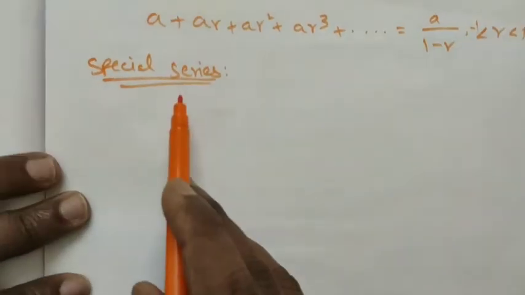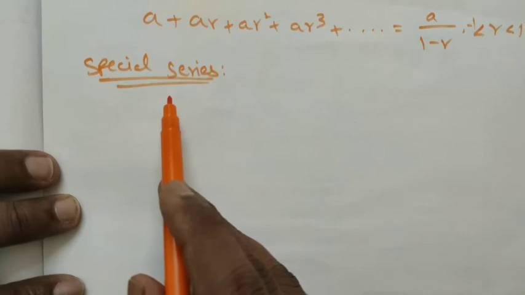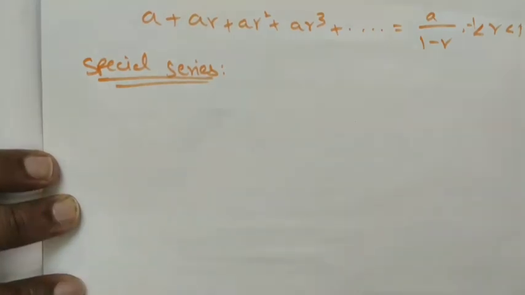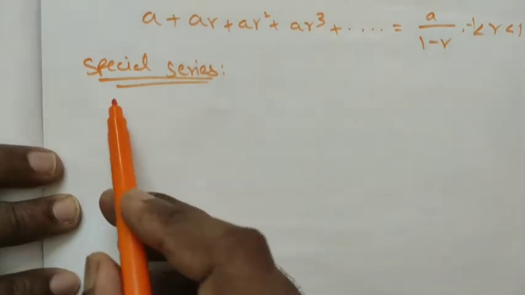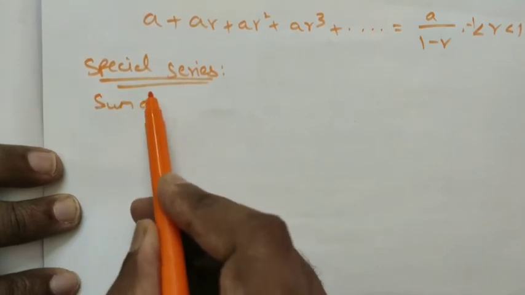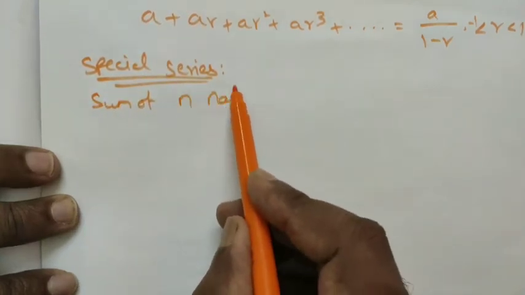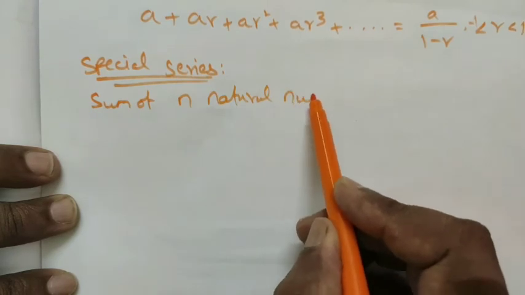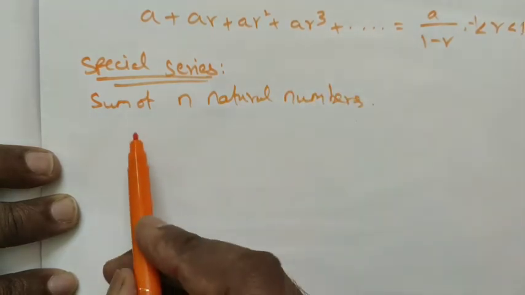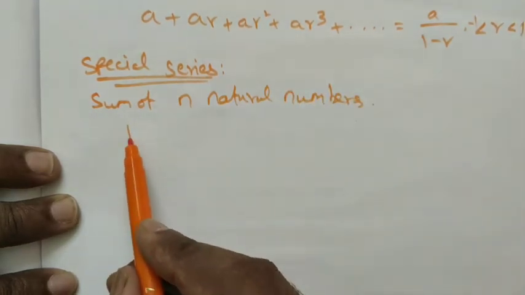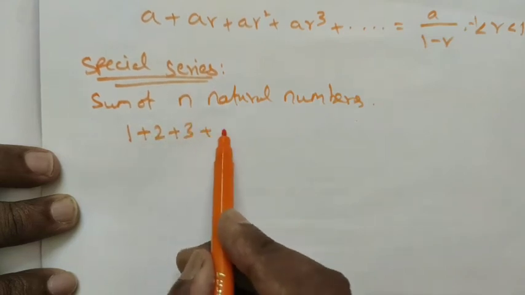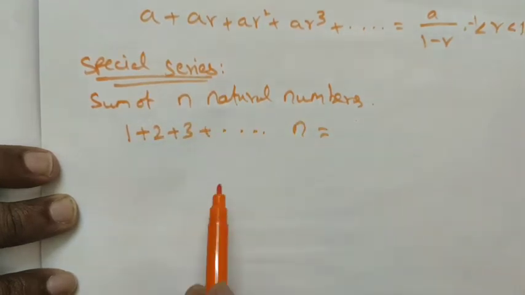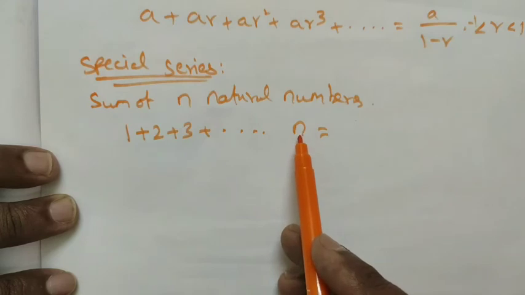Next, some special series. Here we have 4 formulas to write. In this series, we are expected to apply formulas for the sums. Sum of natural numbers, first one: sum of n natural numbers. What is the sum of n natural numbers? Natural numbers start with 1. Sum of the natural numbers up to the nth term. N we don't know; whatever it may be, we can apply that n value.